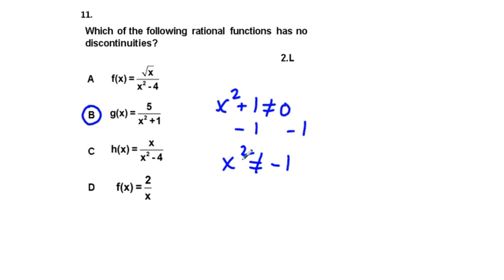Well, there's no value of x that can equal -1, because if we take the square root of both sides of this, we have x equals plus or minus the square root of -1. That's going to be an imaginary number, so there's not a real number answer for that. There's no way this value of x squared can ever be negative. And in order for there to be a discontinuity, x squared would have to be negative, to cancel out this positive 1 here.